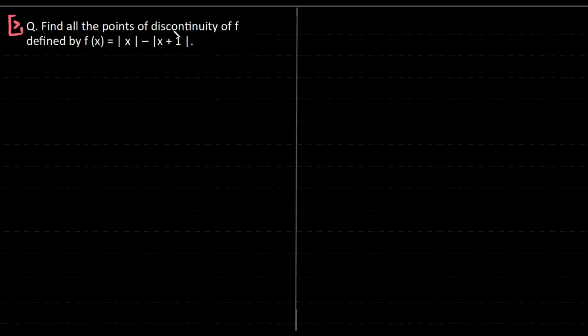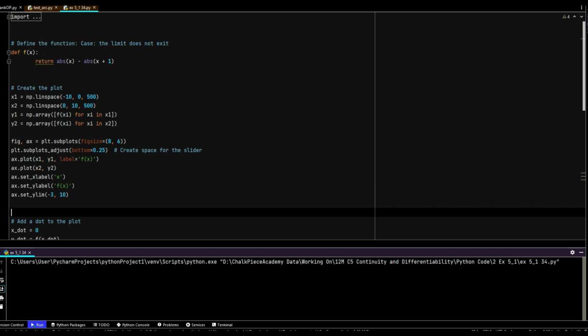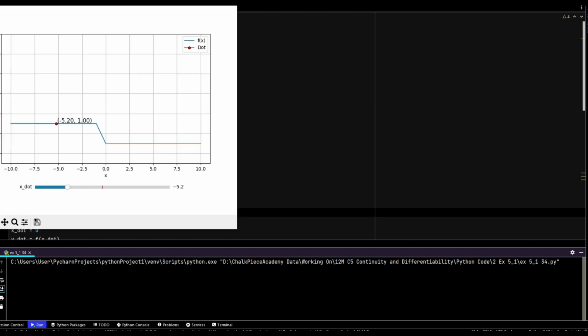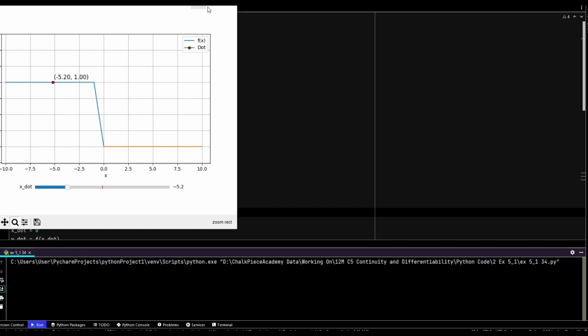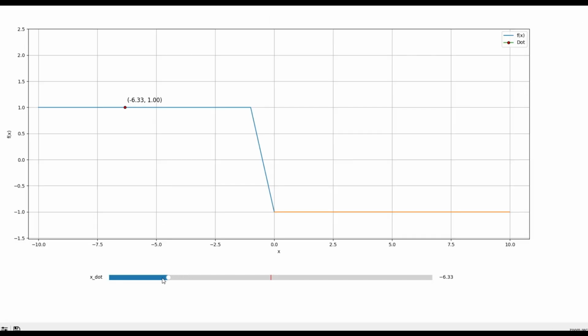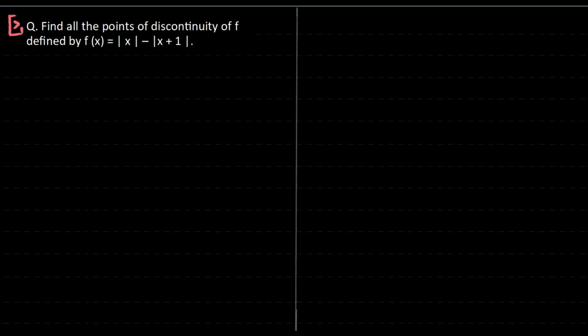Find all the points of discontinuity of the function defined by f of x is equal to mod x minus mod of x plus 1. First, I would like to show you the graph of mod x minus mod x plus 1. This is the graph. As you can see, the function is continuous throughout. We just have to prove this.